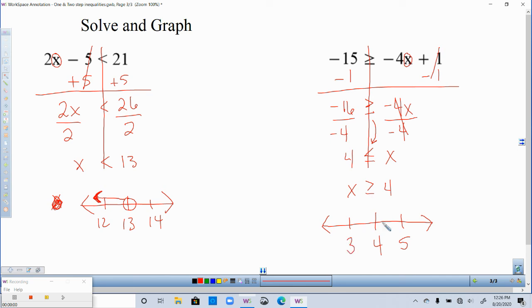All right, so we have a circle on 4, and it's got a bar, so it's a closed circle. And then the arrow's pointing to the right. So I'm going to point this arrow like this.